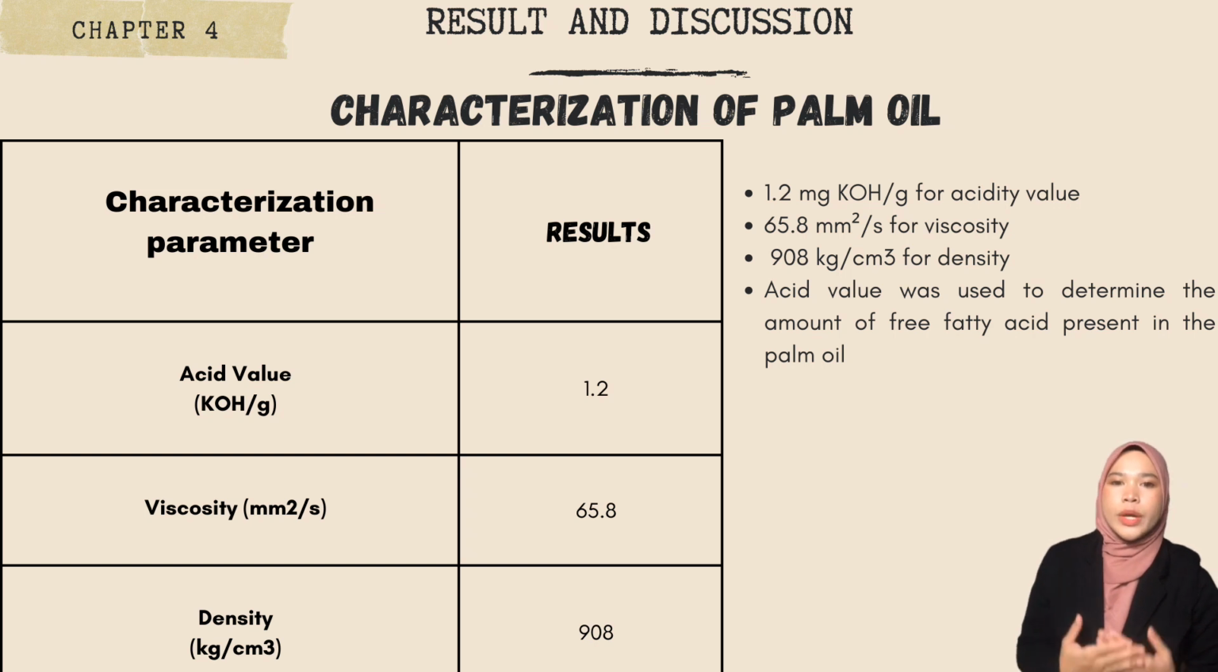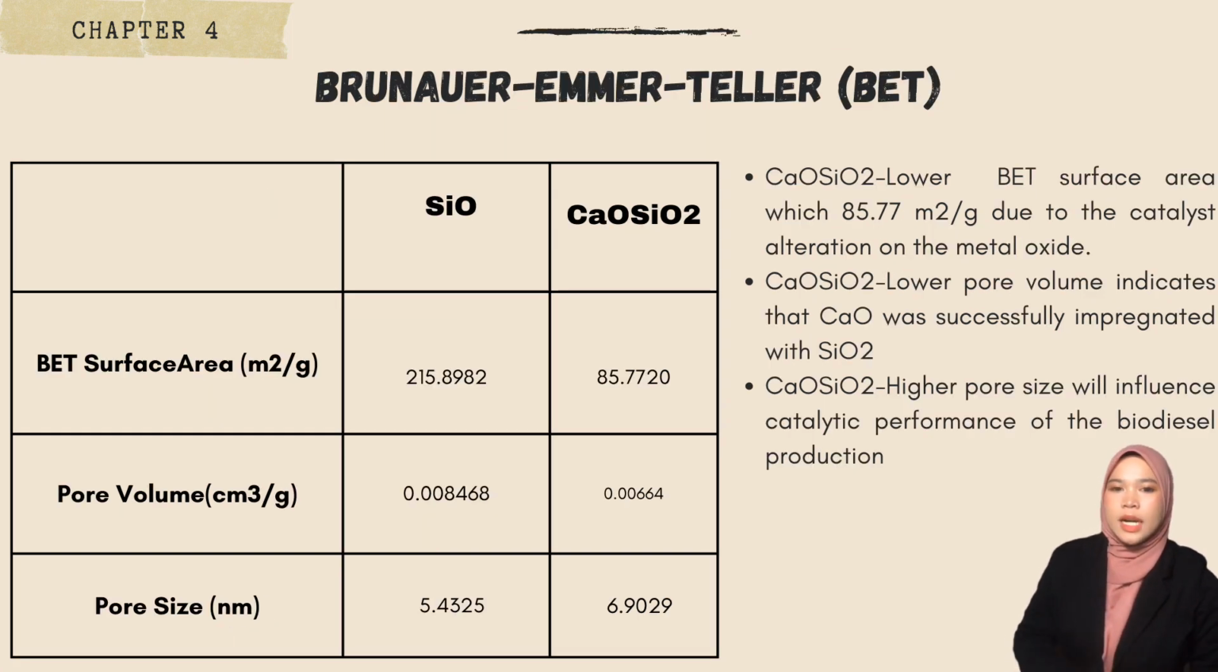1.2 mg KOH per gram for the acid value, 65.8 mm² per s for viscosity. Next is 908 kg per m³ for density. As we know, acid value was used to determine the amount of free fatty acid present in the palm oil. BET result. So for the BET, we will focus on the CaO-SiO2.